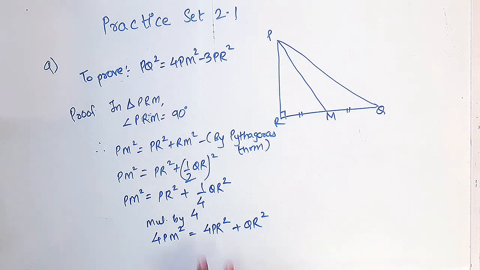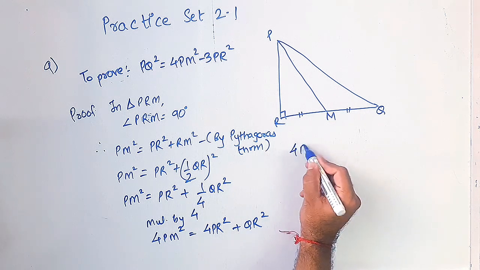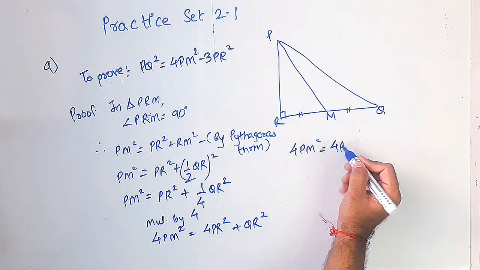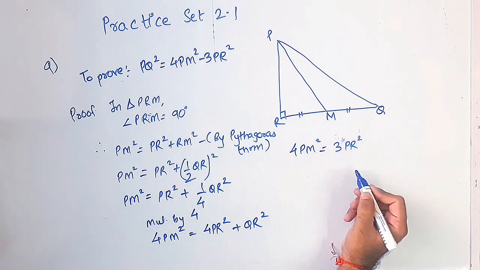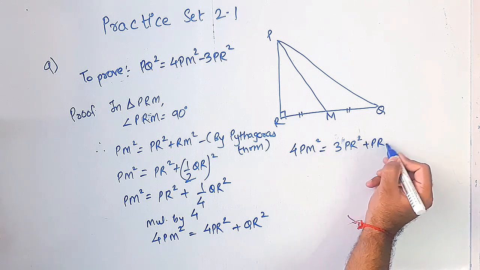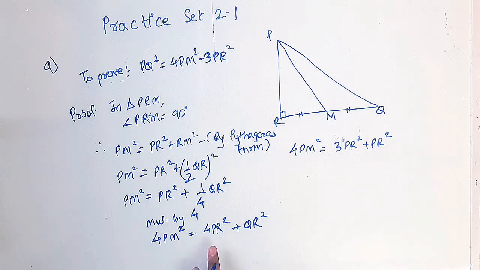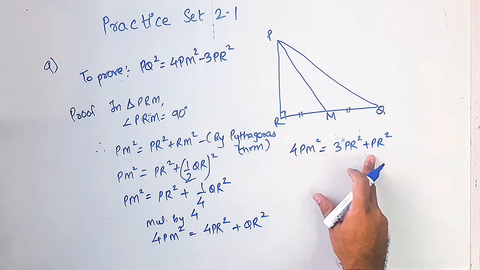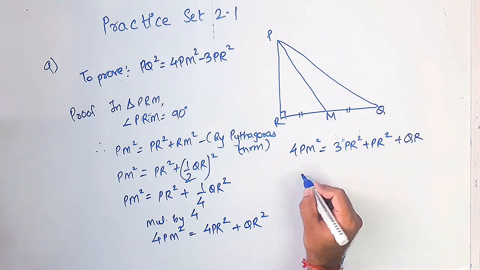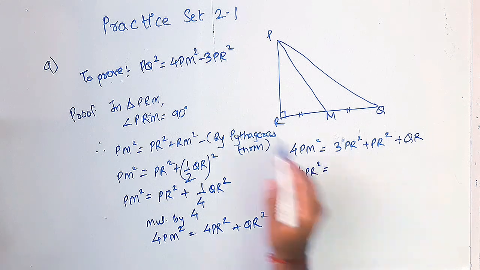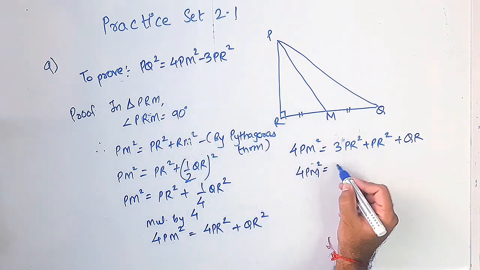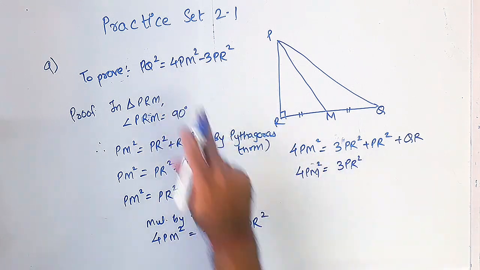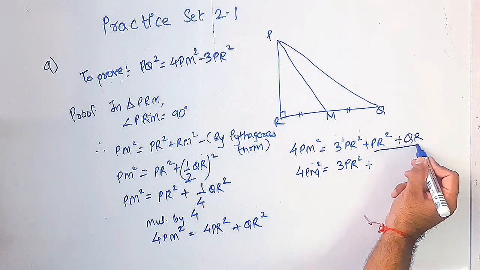Now, because we want it somewhat like this, I'll keep this as it is. 4PR square I'll split into 3PR square plus PR square, plus QR square as it is. Now why are we doing this? Because we want 4PM square and 3PR square, so somehow we are trying to achieve it here, plus PR square plus QR square.